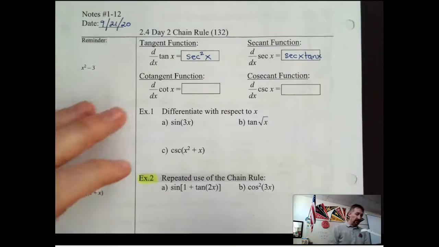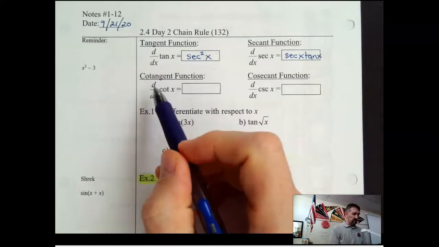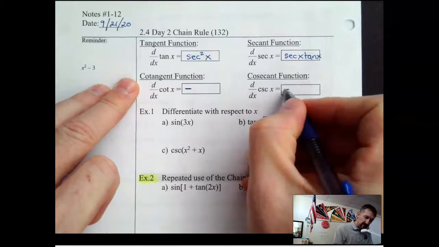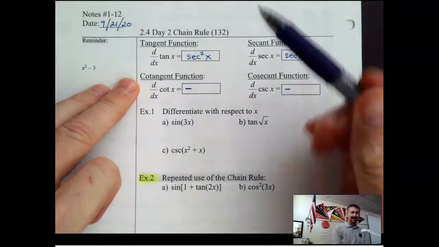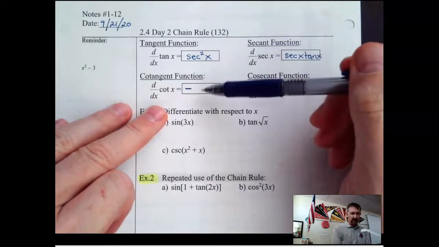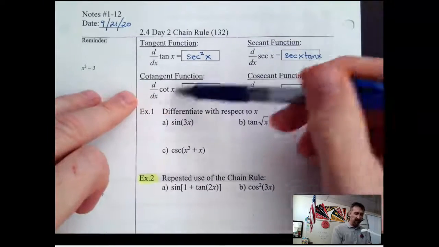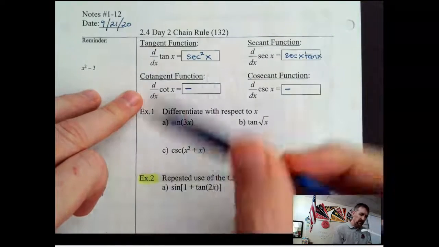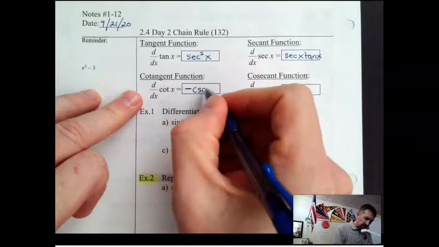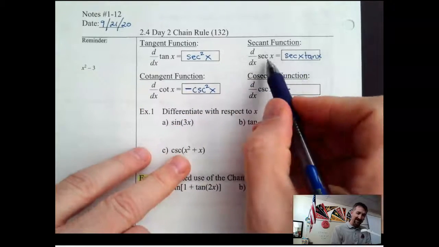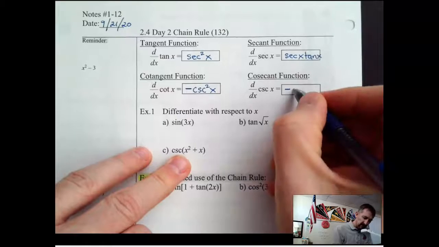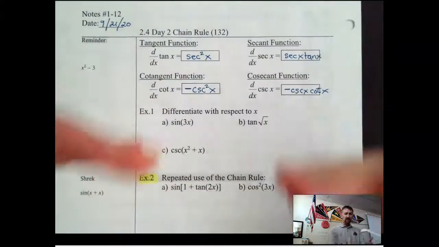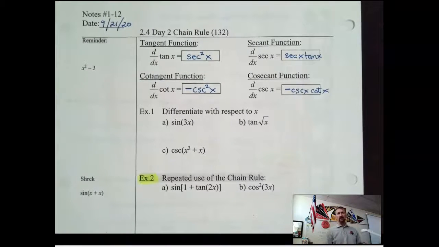Now, these first of all start with c, so all those derivatives are negative. We should have that memorized. It's not completely something you have to memorize because it's connected. Tangent goes with secant, cotangent goes with cosecant. That's cosecant squared x. And the derivative of secant is secant tangent, cosecant is cosecant cotangent. So there's a parallel there that should make it easier to remember.